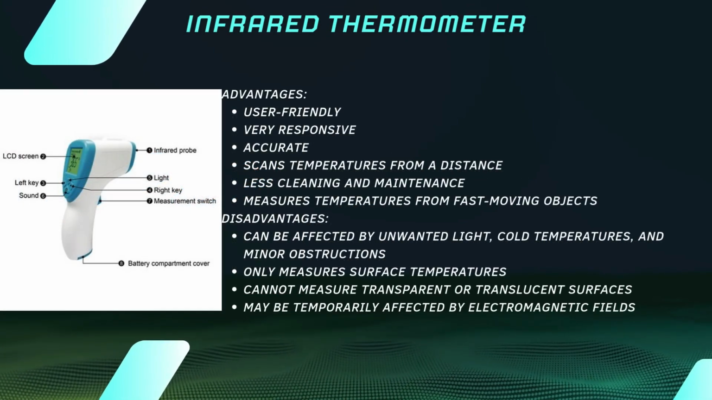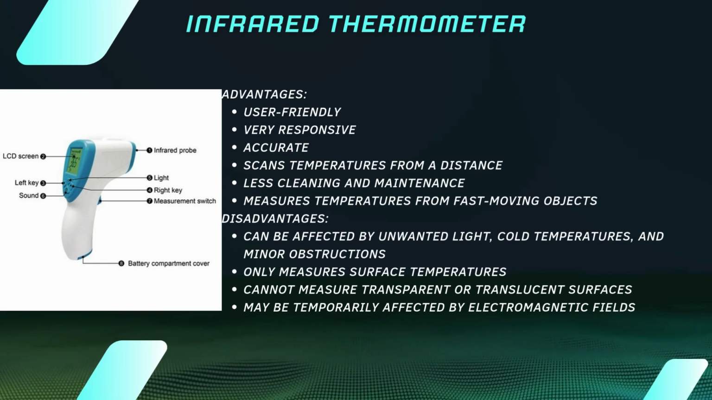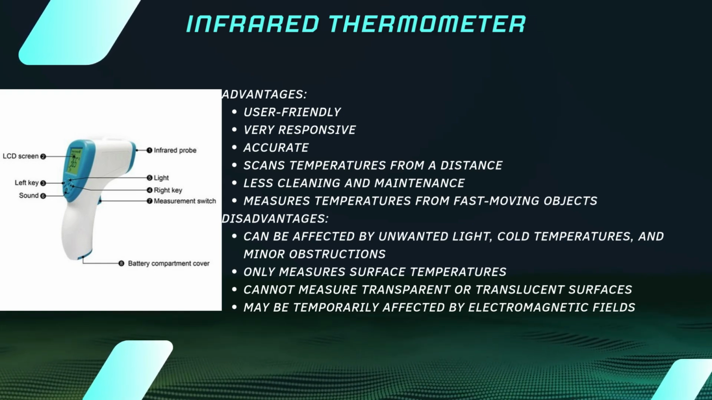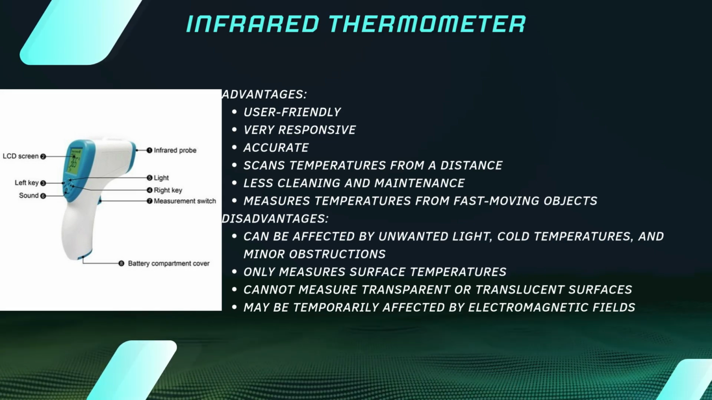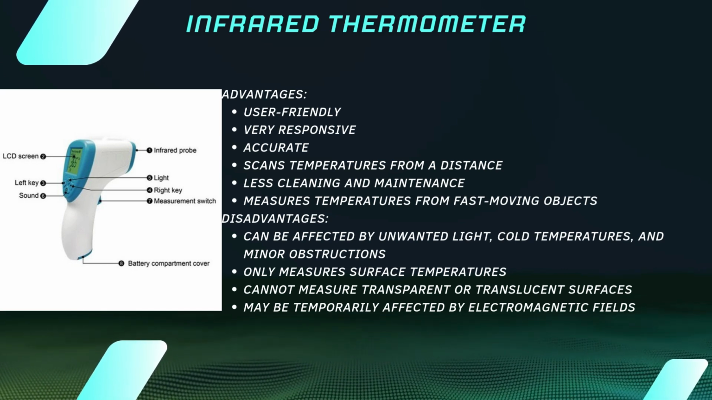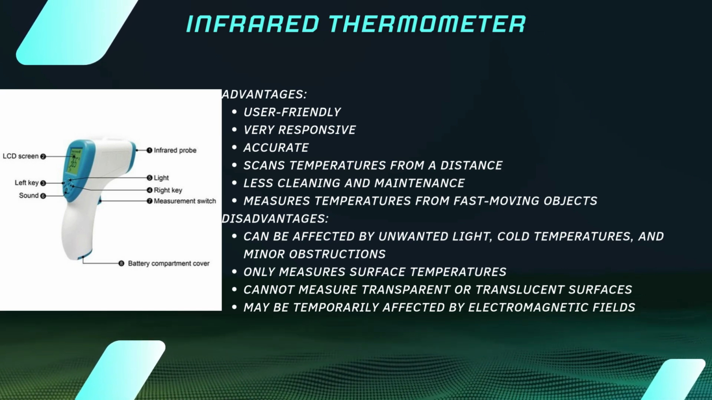On top of being user-friendly and making quick and accurate measurements, infrared thermometers are well known for being able to scan temperatures from surfaces without being in direct contact with them. This means they require less cleaning and maintenance. Also, they are even able to measure temperatures of fast-moving objects.